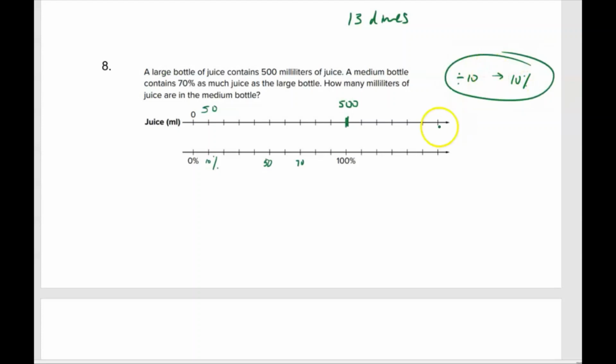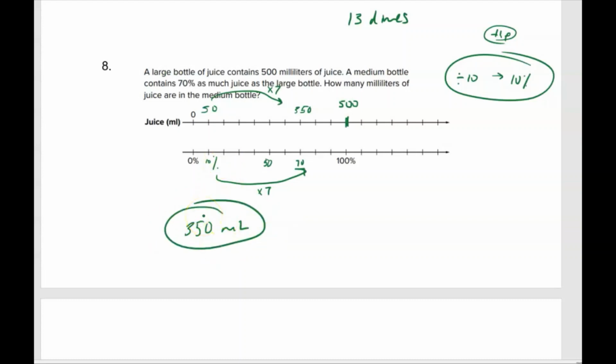That's a really good mental math rule to be able to use, not only on this assignment, on this unit, but also in real life. It can really help you quickly figure out tips for like when you go to eat and those types of things. So if I know 10% is 50, well, to go from 10% to 70%, that's just 7 times as big. So 50 times 7 would give me, 5 times 7 is 35, and add a 0, that would give me 350 milliliters for that medium bottle.